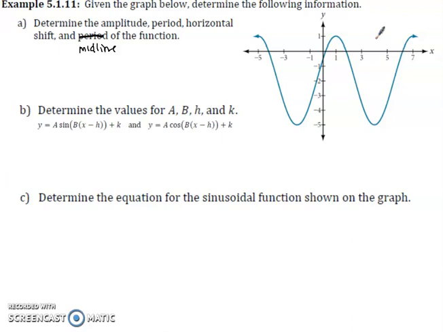To identify my midline, I'm going to look at my maximum, which is 1, and my minimum, which is -5, and find the point that is in the middle of that max and that min. So I will start by adding my -5 and my 1. So my midline equals my minimum, which is -5, plus my max, which is 1, then divided by 2. I get -4 over 2, which is -2. So my midline occurs on the line y equals -2.